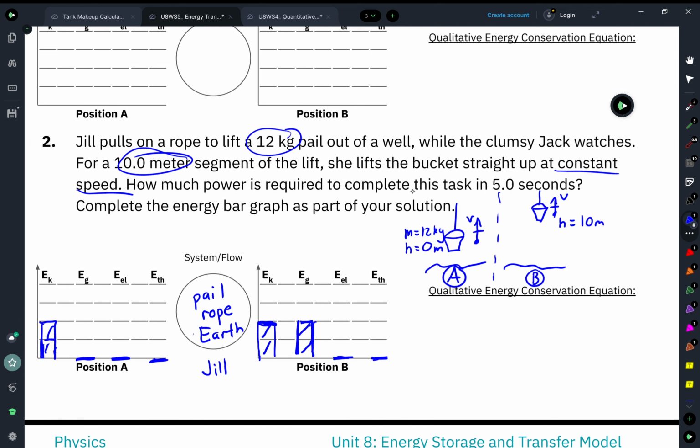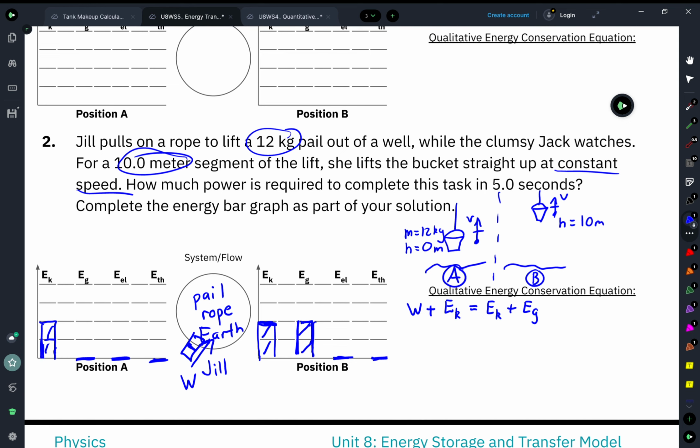So that means that there has to be energy entering our system. This is going to be entering from Jill pulling on the rope. She is working on our system. So in this qualitative energy conservation equation, I have the amount of kinetic energy at the beginning is equal to the amount of kinetic energy at the end plus our gravitational energy. And because Jill was working on this system, she was transferring energy into it, so she was adding that over at the beginning.